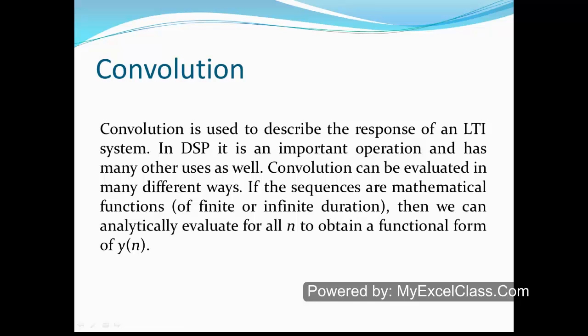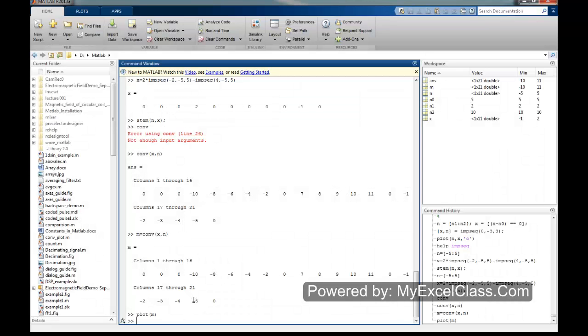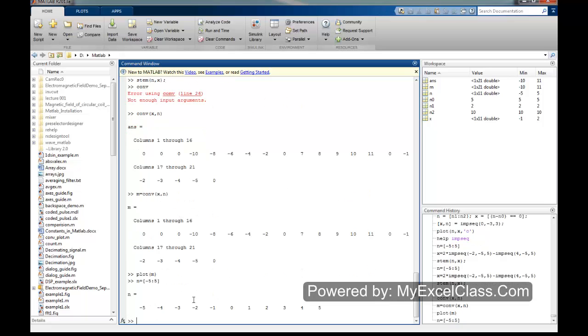So I'll show you in Matlab how we can use convolution. For example, I'm going to create a signal. I think I did that. It was x, with n from minus 5 to 5. So I'm going to create s is equal to sine of n.